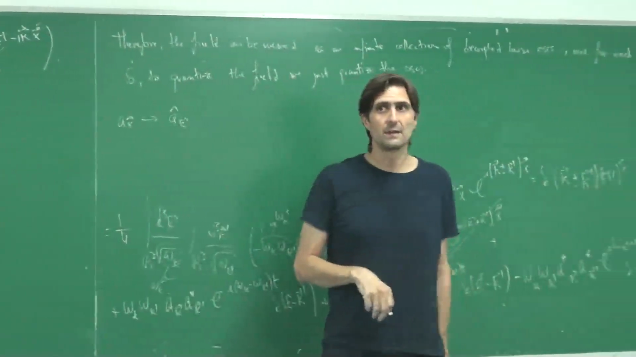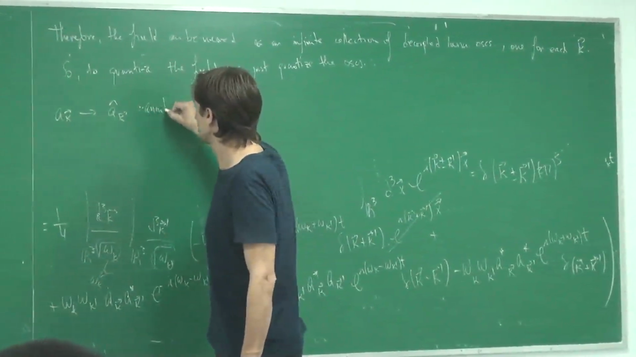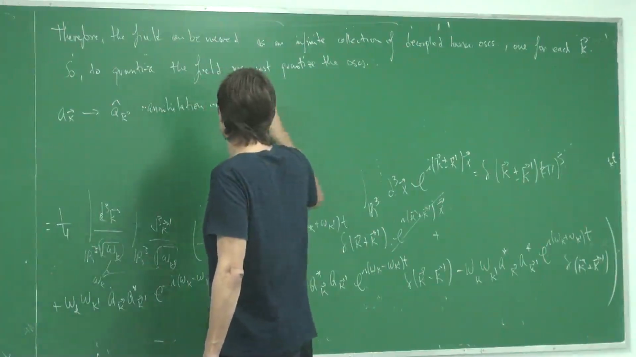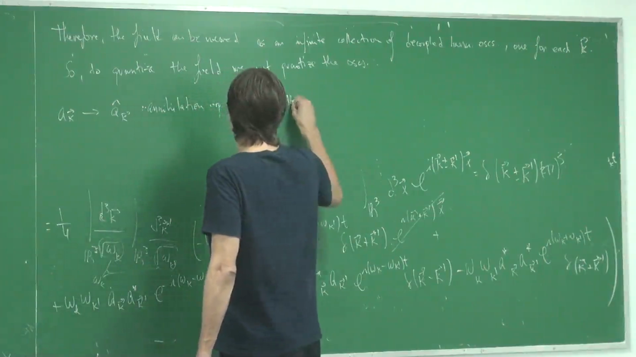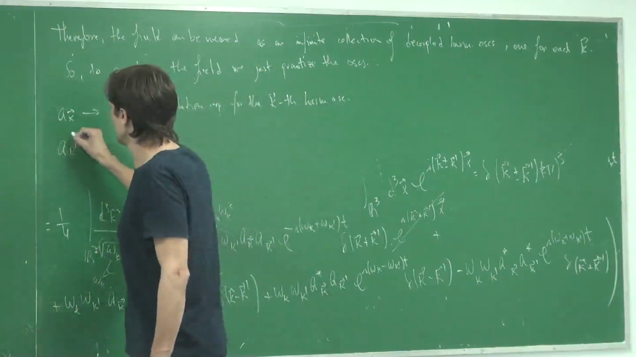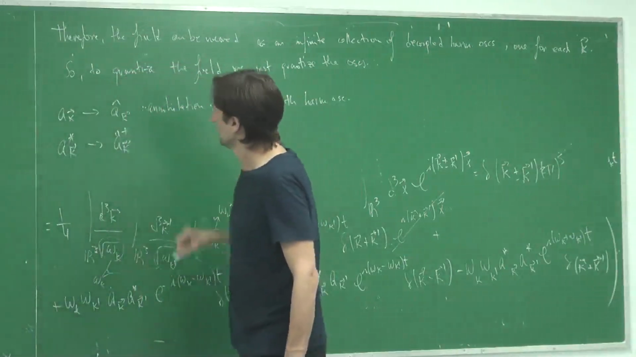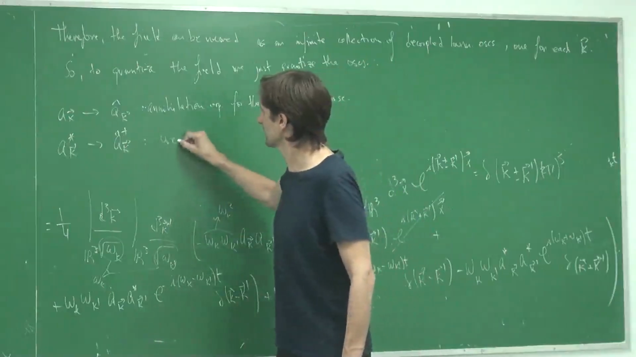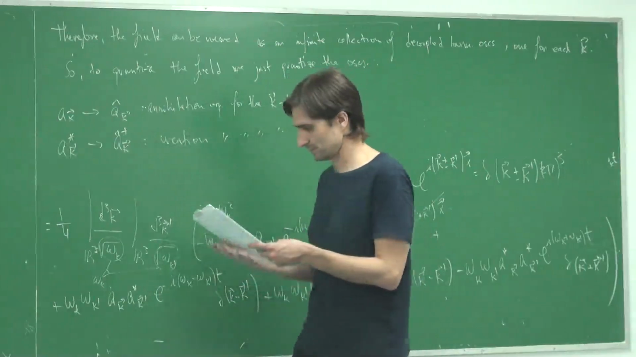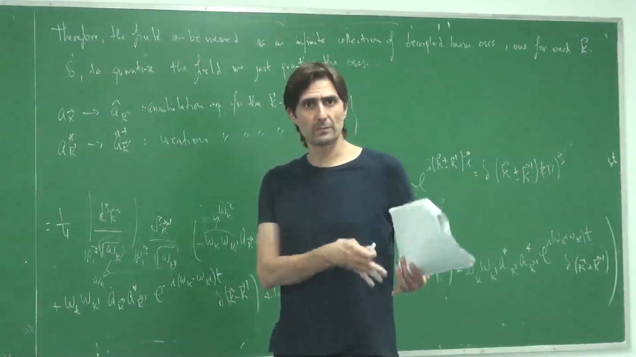So this hat tells you that it's an operator, and it's the annihilation operator for the kth harmonic oscillator. And the a_k complex conjugate becomes the creation operator. That's all you do, and you impose the commutation relations.